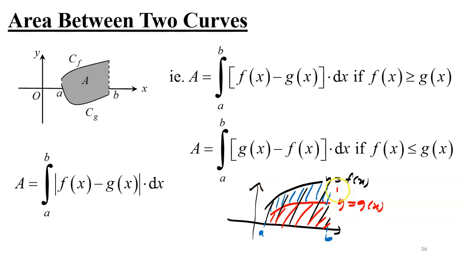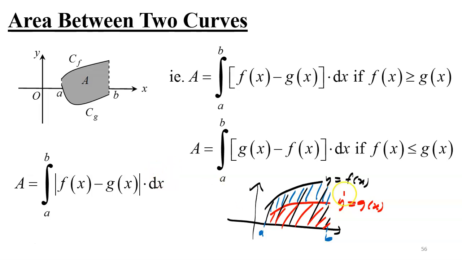However, we do not always have f of x above g of x. We could have f of x greater than g of x over the interval a, b, we could have f of x smaller than g of x over the interval a, b, or we could have the two functions changing their relative position over the interval a, b. So for that reason, the integral from a to b of the absolute value of f of x minus g of x does in fact give me the area between the two curves.